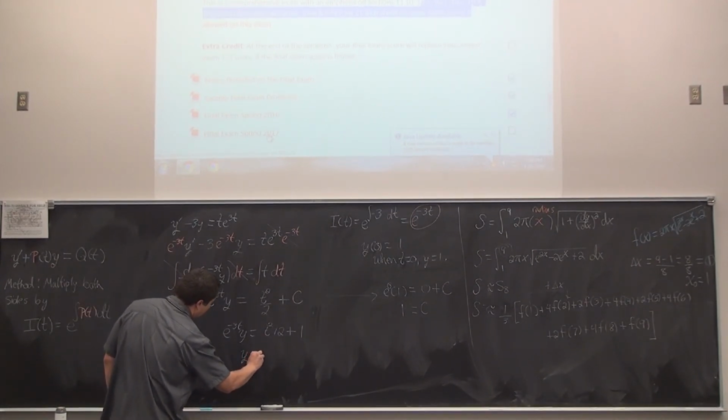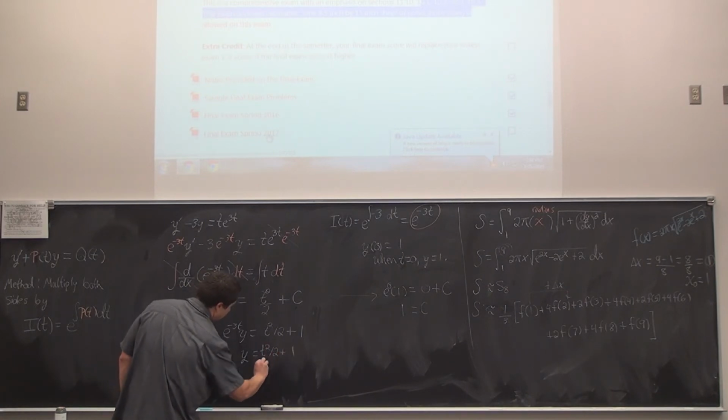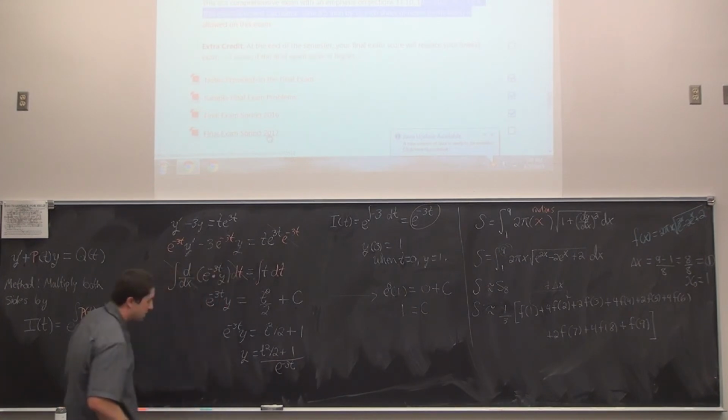So the solution is finally y equals t squared divided by 2 plus 1 divided by e to the power of negative 3t. And there's many different formats you could write this in, but if you stopped right there, that'd be all right with me. You don't have to simplify any further. Any questions with that one?